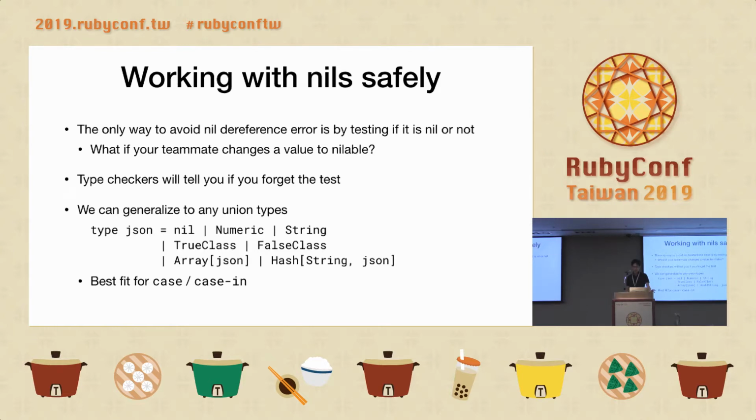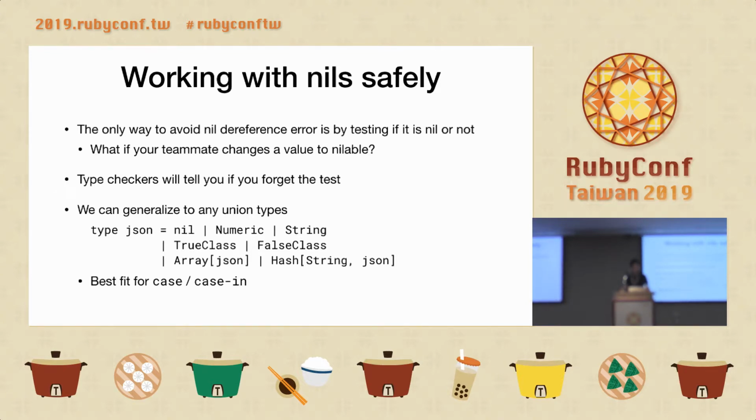So this is the problem of working with nils. As I explained, the only way to avoid the NoMethodError is by testing if it is nil or not, just before the method call. But it's easy to forget testing if it is nil or not.